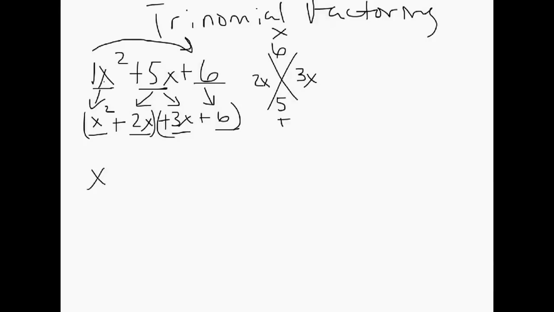And the answer is x, so we divide out an x. X goes into x squared and leaves us with an x. X's cancel, leaving us with a 2. 3x and 6 have a 3 in common, a positive 3, so we're going to divide both of those by 3. 3's cancel out, leaving us with an x. 3 goes into 6, leaves us with a plus 2.